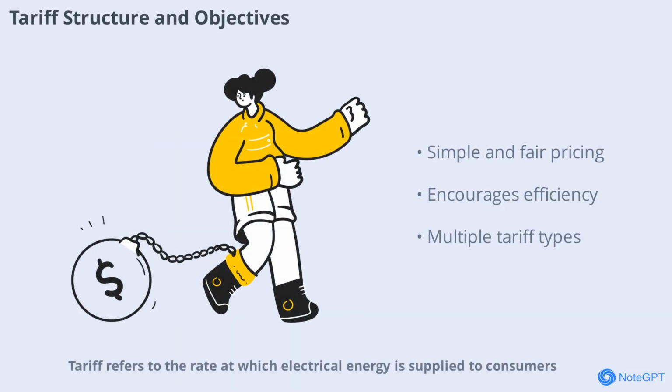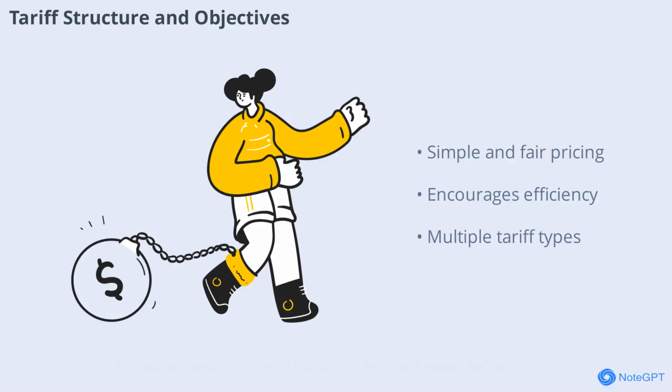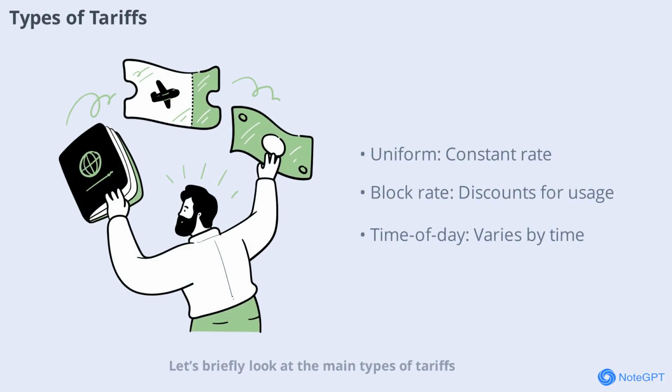Tariff refers to the rate at which electrical energy is supplied to consumers. The main objectives of a good tariff structure are simplicity, fairness, and encouraging efficient energy use. There are several types of tariffs, including simple uniform, block rate, two-part, power factor, and time-of-day tariffs. Each type has its own advantages and is designed to suit different consumer needs and promote optimal use of the power system. Let's briefly look at the main types of tariffs.